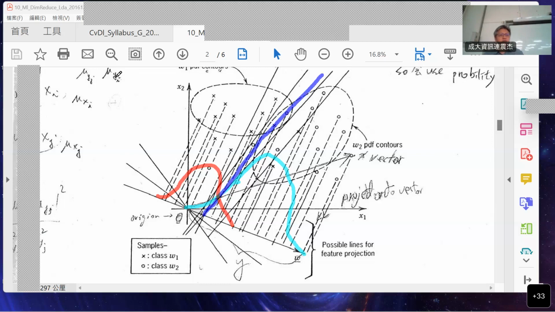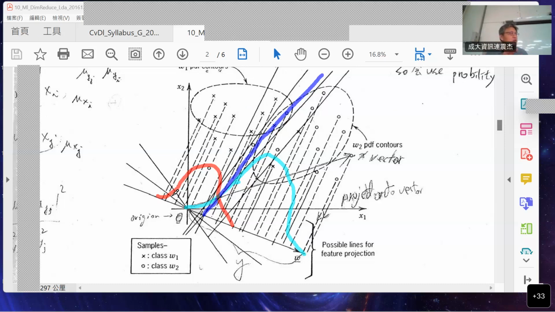This is our purpose. Our purpose is, in 2D, we want to find this line that can separate both two classes in 2D. But LDA says we can reduce to the lower dimension, and probably that's easier. So we will project to this 1D.